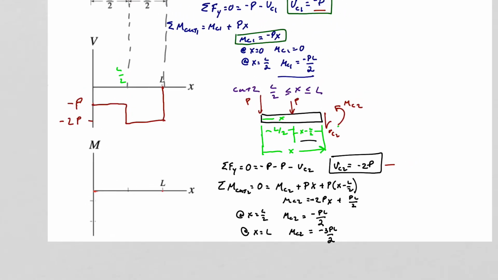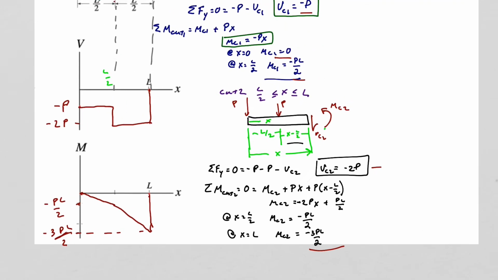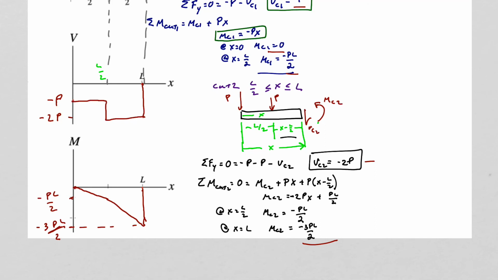Last, we need to put in the moments. The moment starts out at 0 and goes to a value of negative PL over 2, and it's a linear slope for that. So this is negative PL over 2. And it ends at this value of negative 3PL over 2. So then it comes down to some other slope. It changes to negative 3PL over 2. Okay, so that's how you do the shear and moment diagrams and how you come up with the equations in x along the beam.